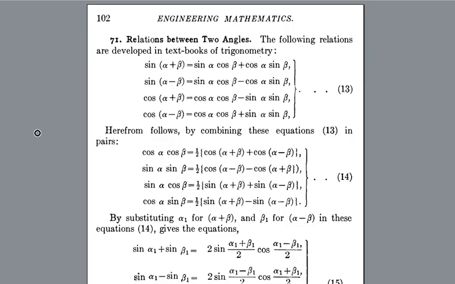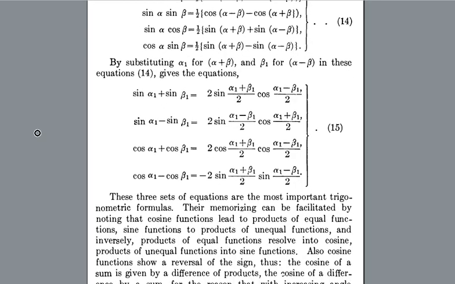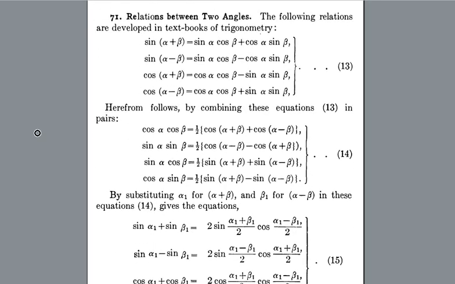By substituting alpha sub 1 for the sum of alpha and beta, and beta sub 1 for the difference between alpha and beta in these equations, the following equations are obtained. The sine of alpha sub 1 plus the sine of beta sub 1 equals 2 times the sine of the average of alpha sub 1 and beta sub 1 multiplied by the cosine of half the difference between alpha sub 1 and beta sub 1. The sine of alpha sub 1 minus the sine of beta sub 1 equals 2 times the sine of half the difference between alpha sub 1 and beta sub 1 multiplied by the cosine of the average of alpha sub 1 and beta sub 1.